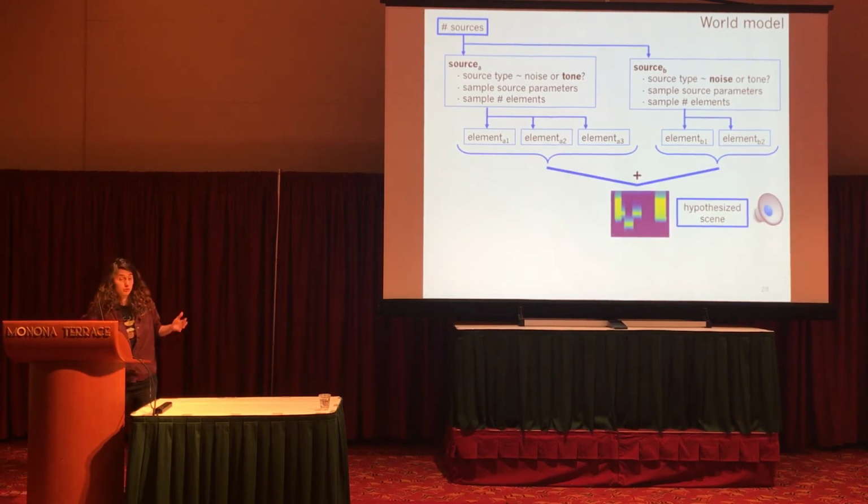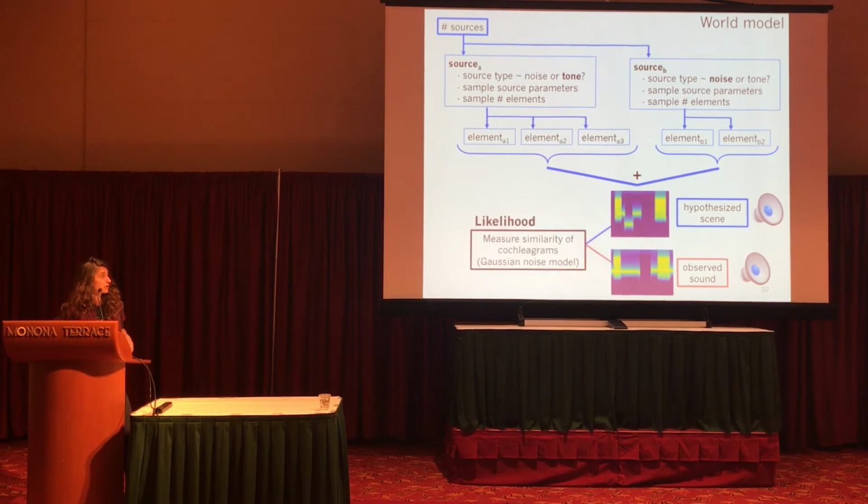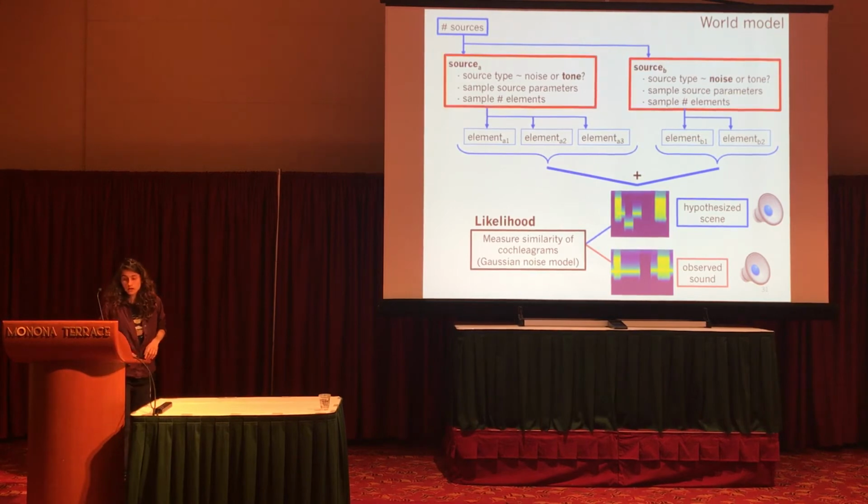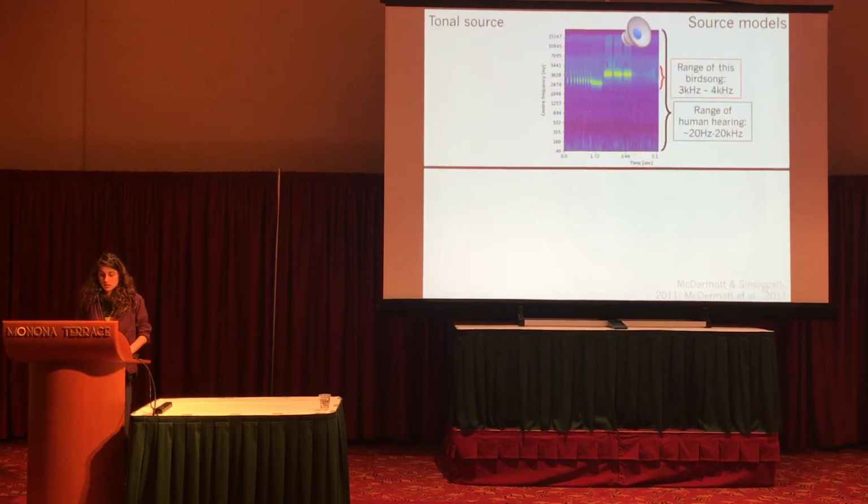All right, and what do we do if we want to make an observation? We simply measure the similarity of those 2 cochleograms, and that gives us our likelihood. Okay, so you can see that if we do inference in this model now, we have our likelihood, we have a prior. We're going to infer the number of sources, the sequence of sounds that each source makes, and the parameters of each source. So I'll talk about those source models now.